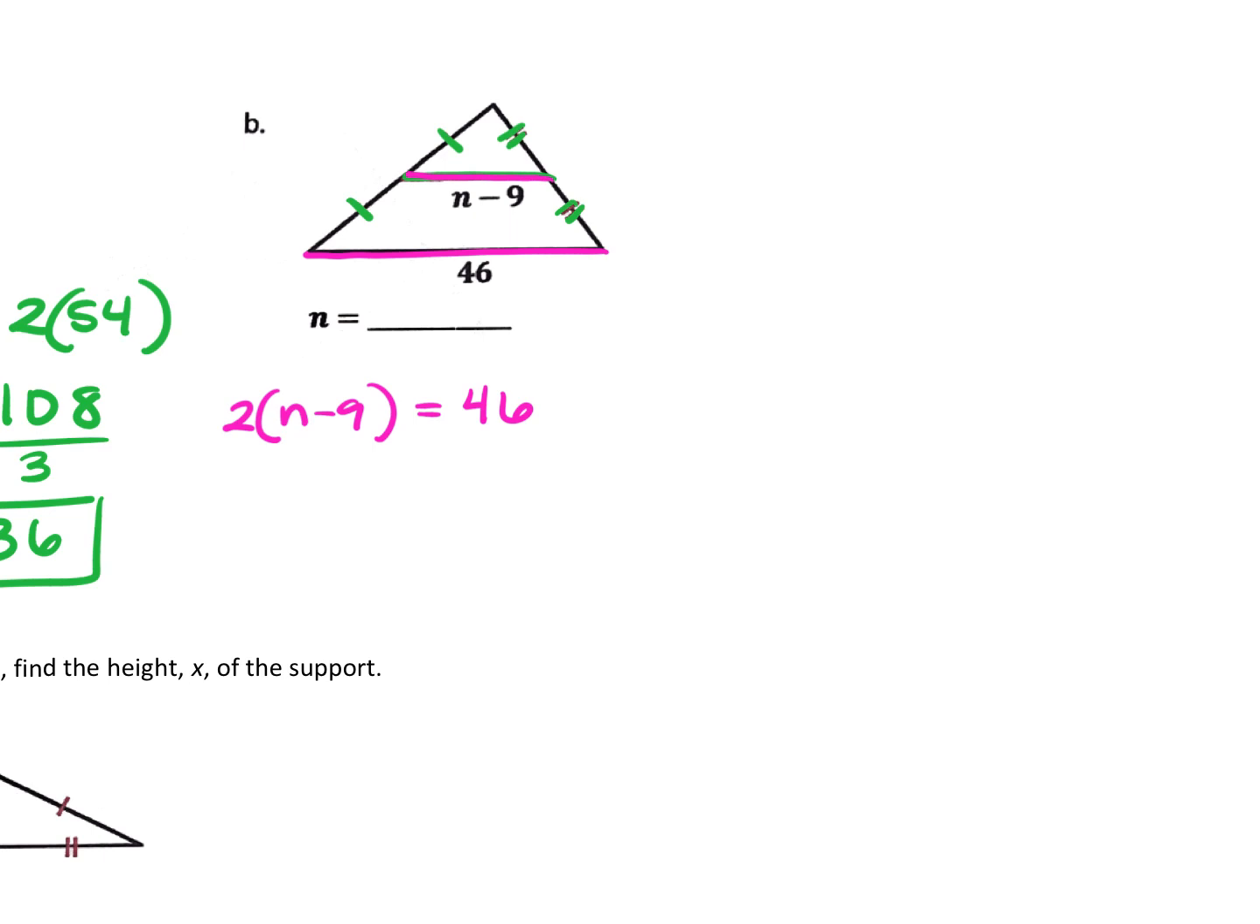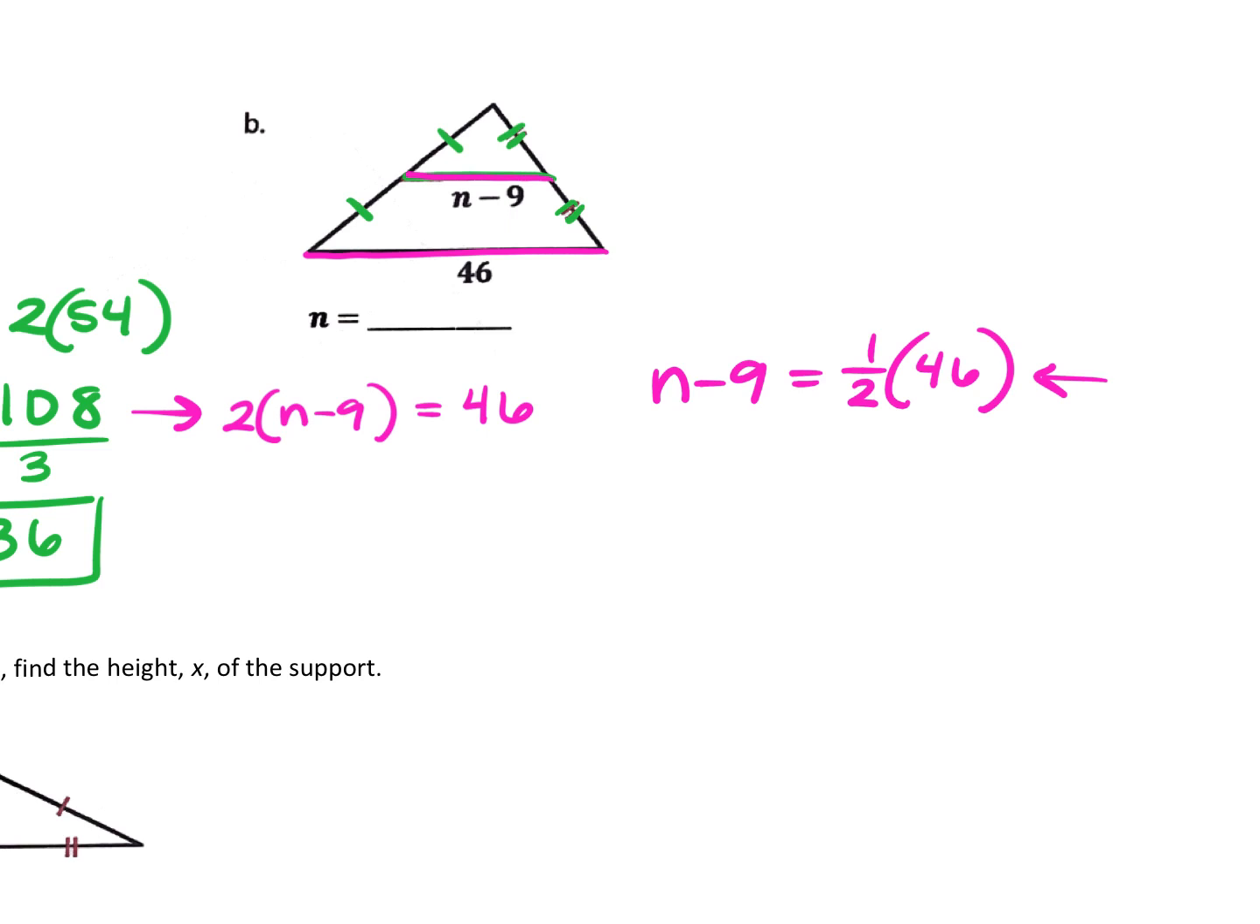So here's the two ways you could do this problem. Pick which one you like better. It doesn't matter. They're the same thing. You could say n minus 9 equals half of 46. Okay? You will get the same answer. Just out of curiosity, how many of you think you would do the first way? How many of you think you would do the second way? You guys are pretty split.